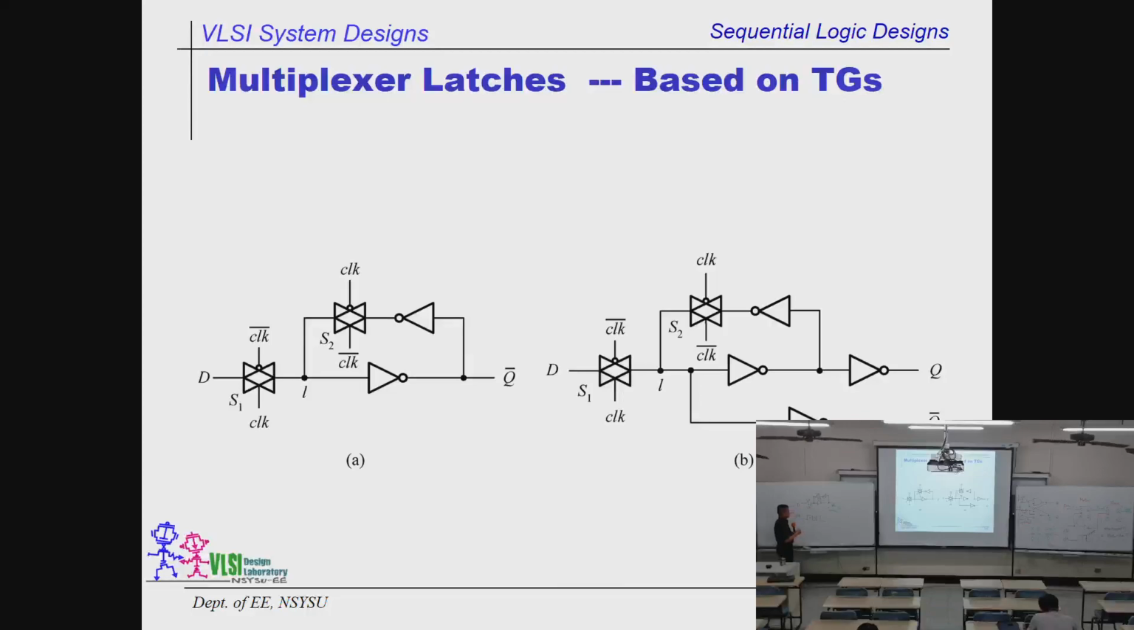This will be refresh. So when clock equals 1, we update the Q. When clock is 0, we refresh the Q. This is a single stage multiplexer-based latch. And you see this is a variety of this one.